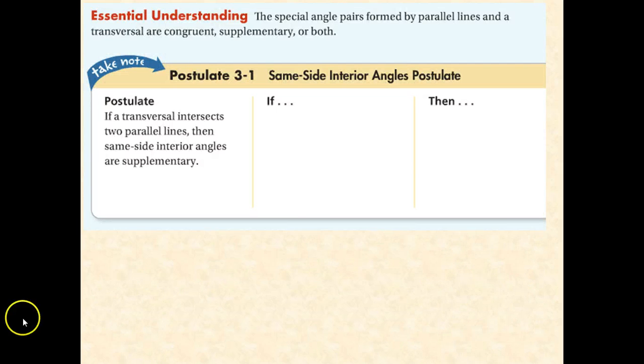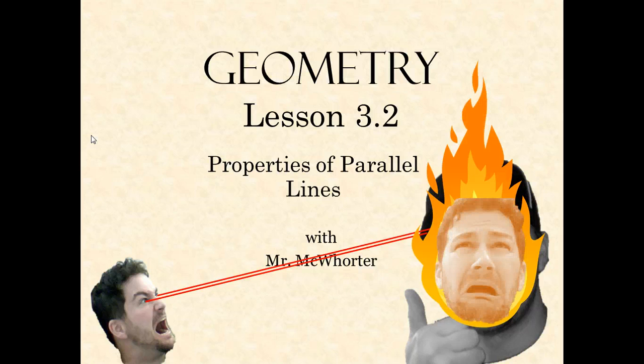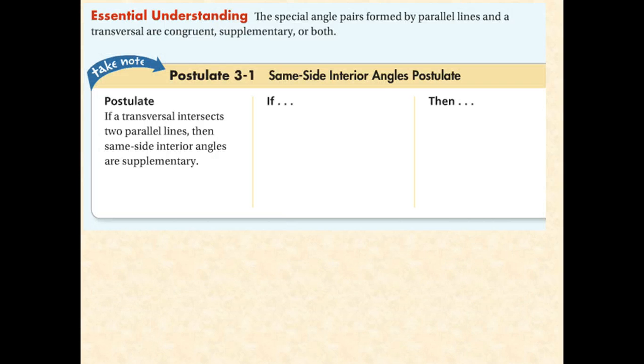Anyway, let's talk about some properties of these parallel lines. There are special angle pairs formed by parallel lines and transversals. And remember we talked about transversals intersecting two lines. Now, if those lines are parallel, then we get all these special relationships where some of them are congruent, some of them are supplementary. Maybe they're both, depending on if the transversal is perpendicular to the two lines it's intersecting.